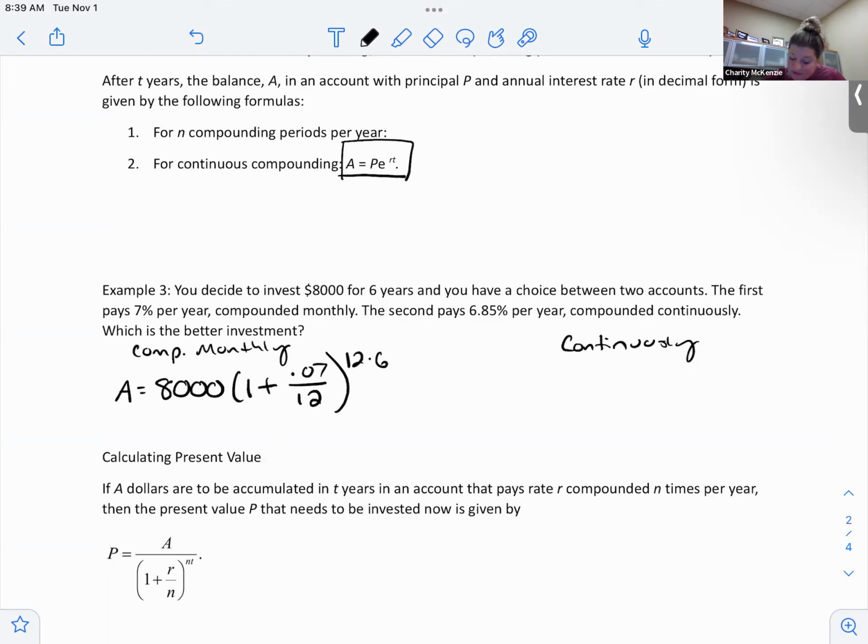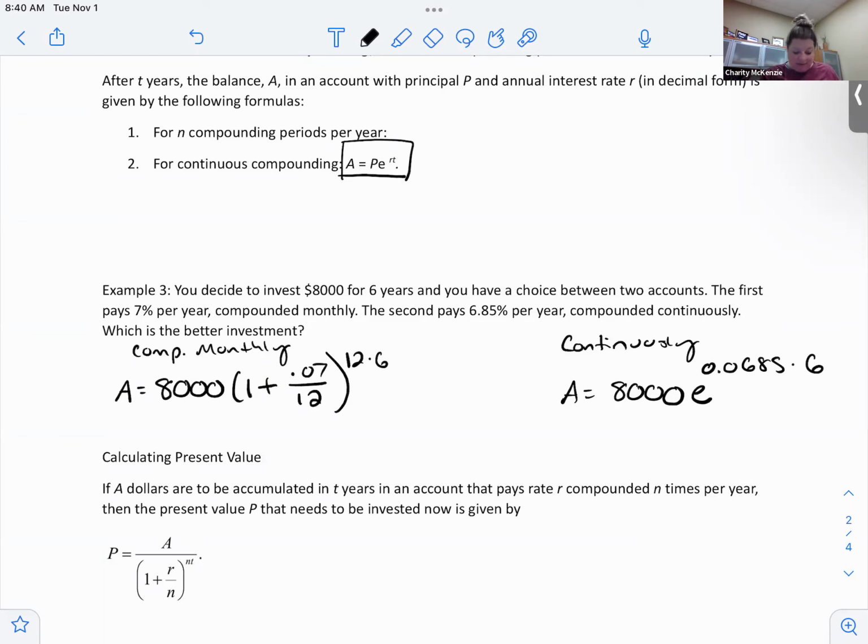is going to be this new formula. A equals principal amount, still 8,000, times this new e to the rate. Now our rate, you got to move your decimal, 0.0685 times that same amount of years, which is 6. So these are our two formulas. Now let's put those into your calculator.